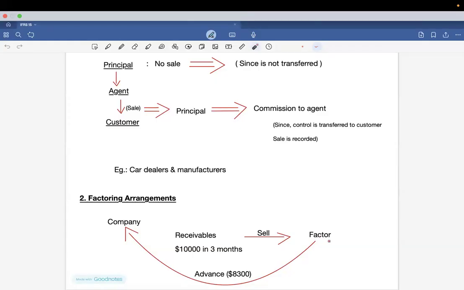Is it similar to what we studied in IFRS 9? Or is it something completely different? No, it's completely different. It's like selling debt. Completely different. Okay. Two different things.